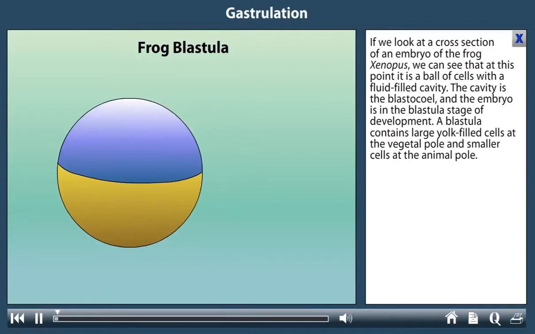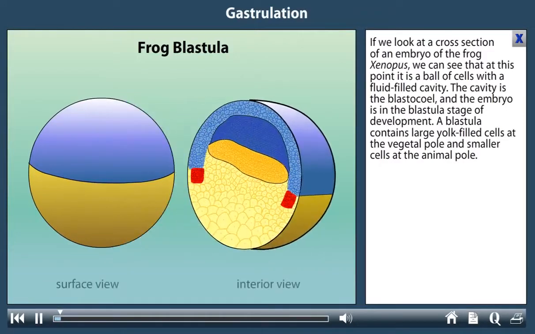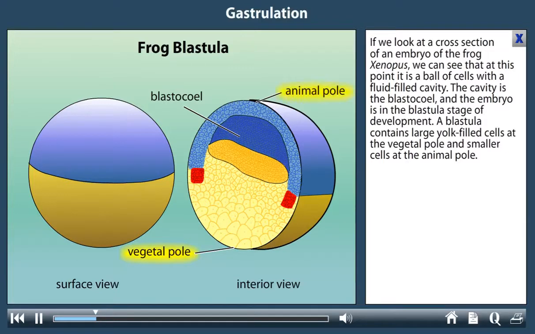If we look at a cross-section of an embryo of the frog Xenopus, we can see that at this point it is a ball of cells with a fluid-filled cavity. The cavity is the blastocele, and the embryo is currently in the blastula stage of development. A blastula contains large yolk-filled cells at the vegetal pole and smaller cells at the animal pole.